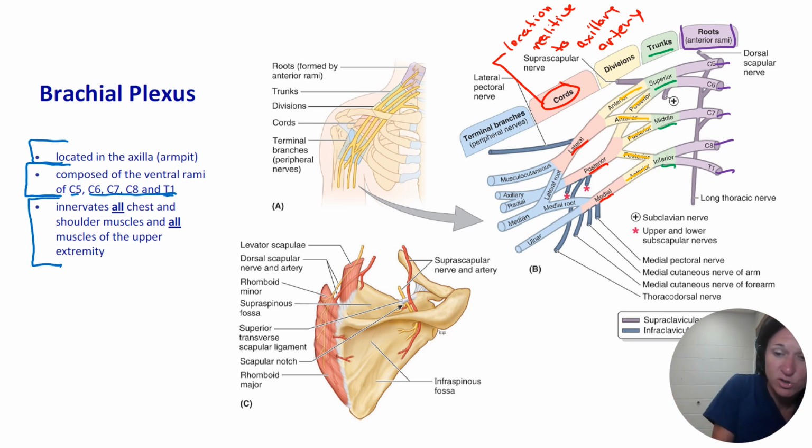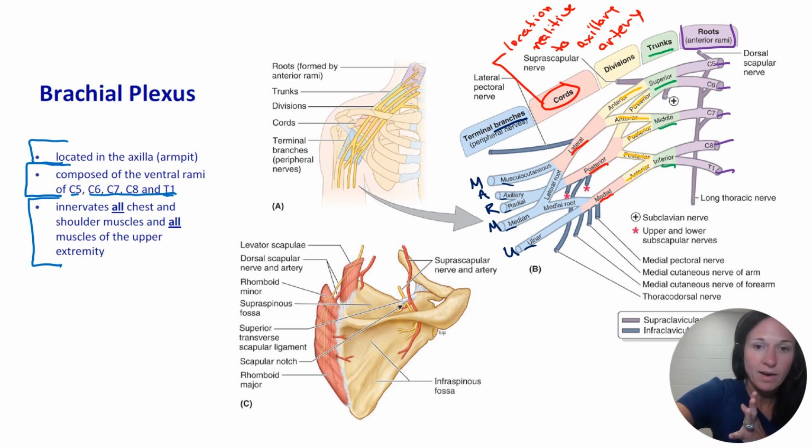Okay, so the branches then, we can say to remember MARMU, which is giving us musculocutaneous, axillary nerve, radial nerve, median nerve, and ulnar nerve. Now, of course, we have some additional nerves that we will go through as we start going through this, but this here is our core skeleton of the brachial plexus.